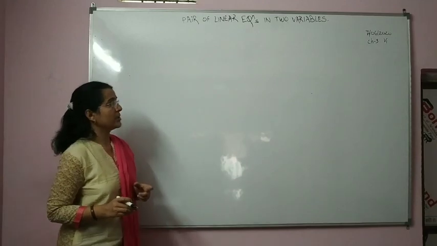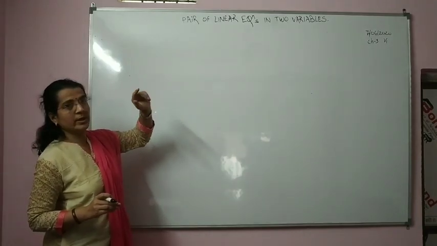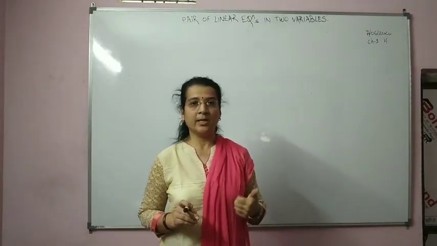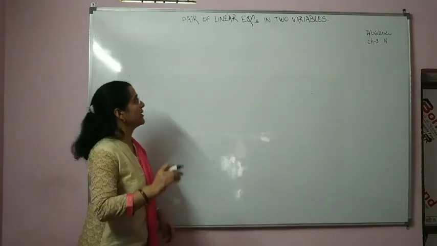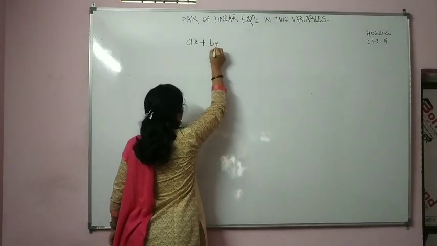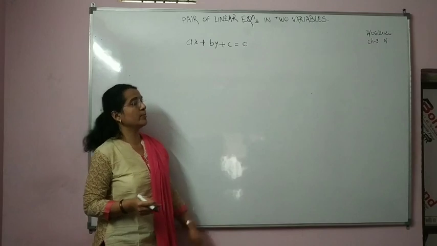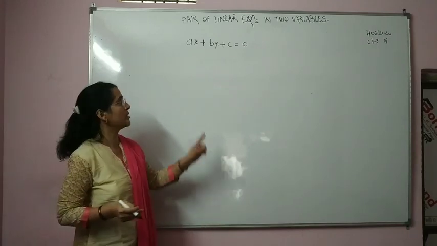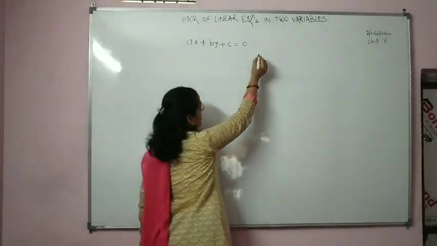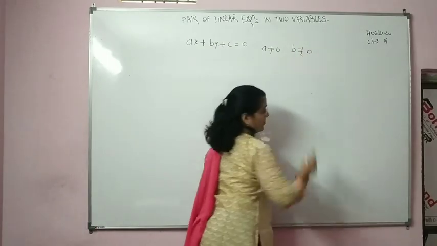So what is a linear equation in two variables? The linear means the power of the variable is 1, and we should have two variables. So the equation in the form ax + by + c = 0 is called a linear equation in two variables. But here the condition is what? a is not equal to 0 and b is not equal to 0.